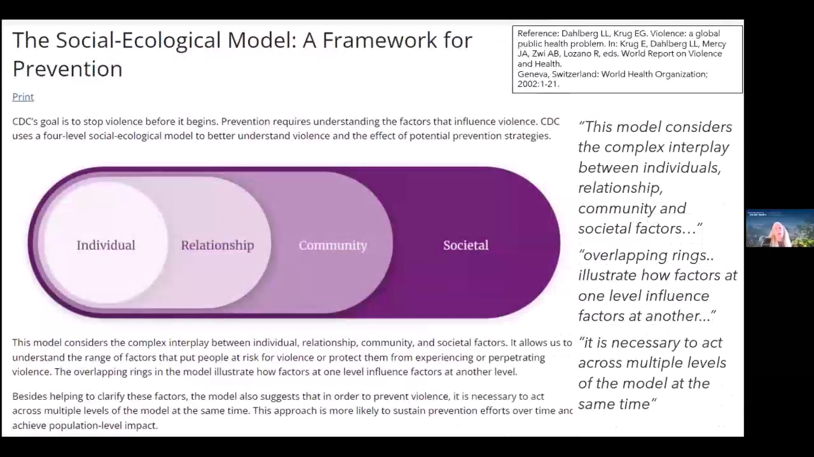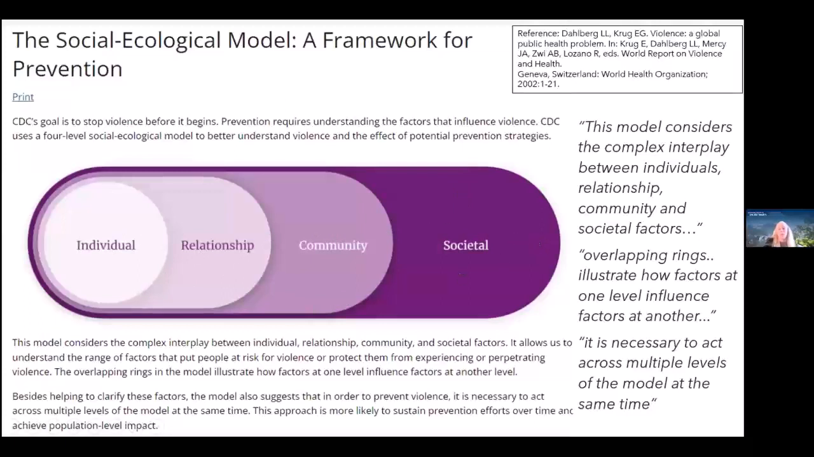So what would such a framework for training public health students look like? Well, here is an example. This is an eco-social model applied by CDC to the problem of violence prevention. The model really implicitly orients us around the complex interplay between the individual, relationships, community, and society.